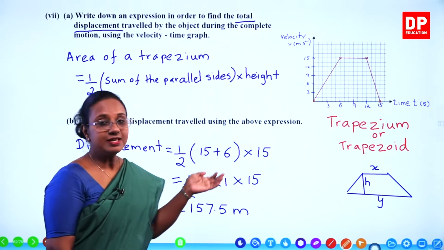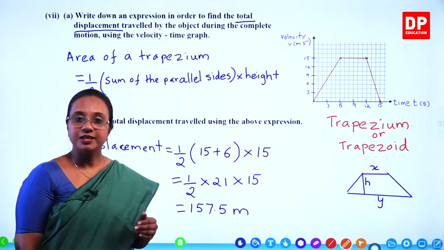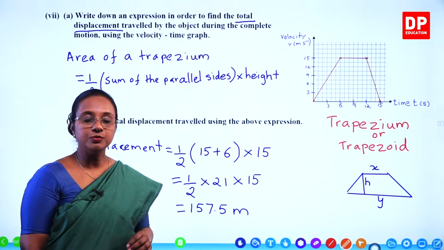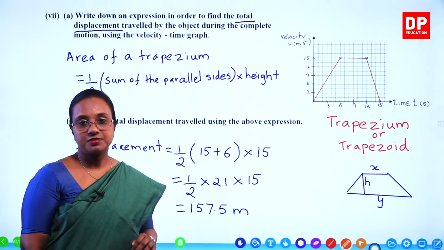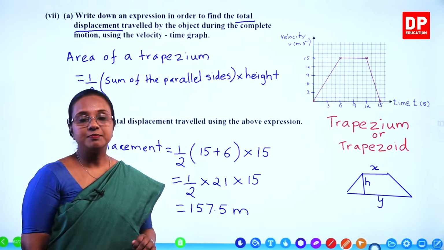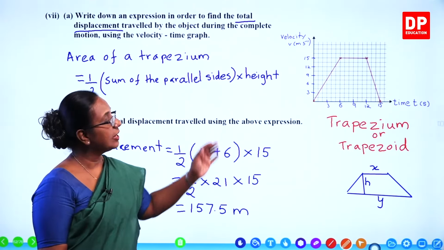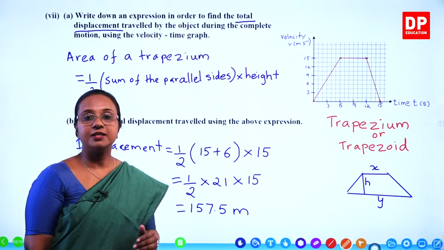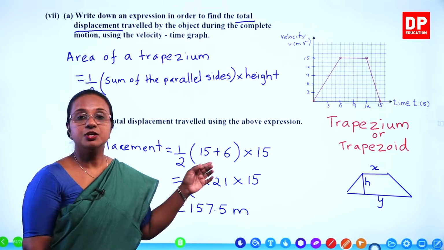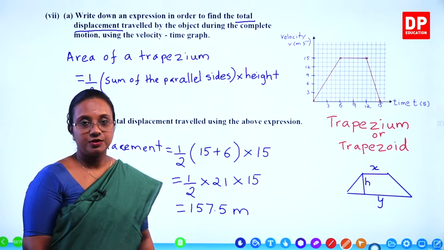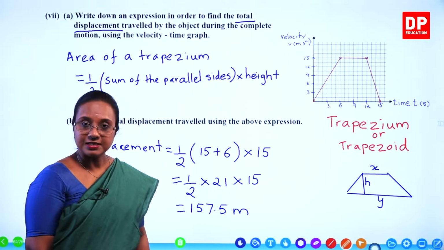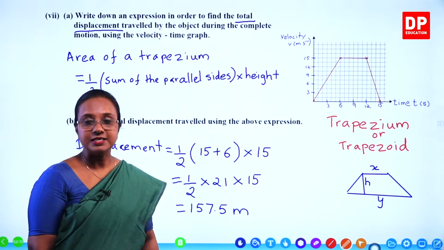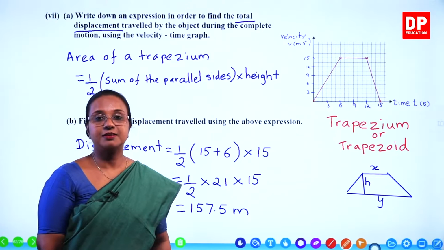So students, by now you would have really understood how we use different graphs, the displacement time graph and the velocity time graph, and then to calculate different quantities using the graph. Now we will discuss the next topic, that is gravitational acceleration.